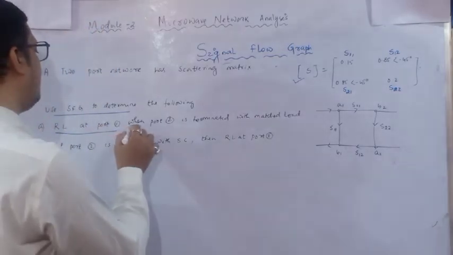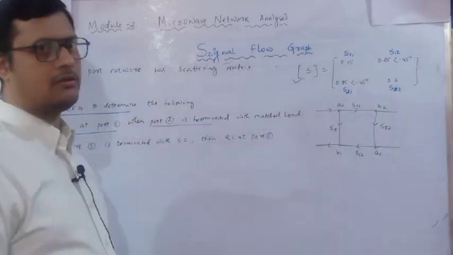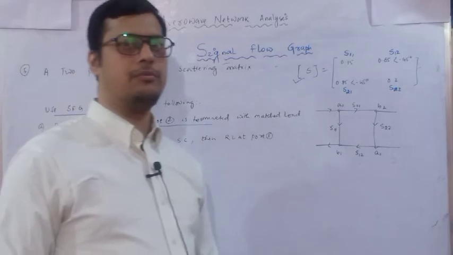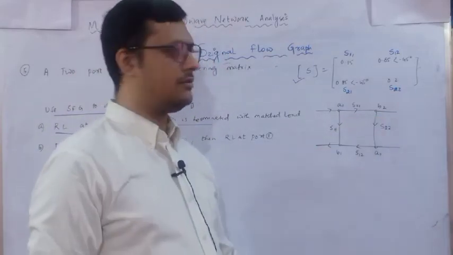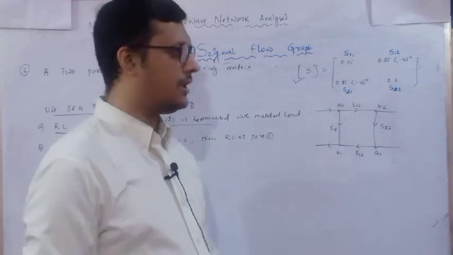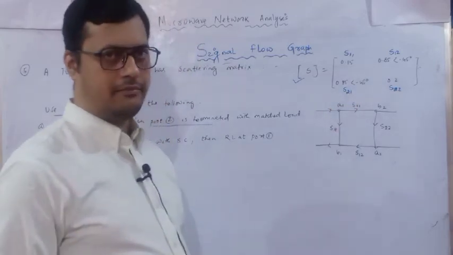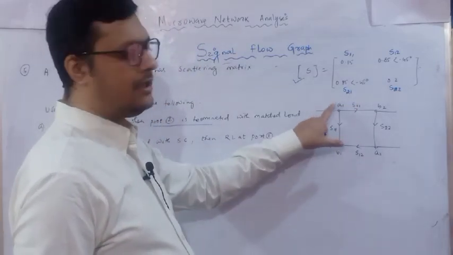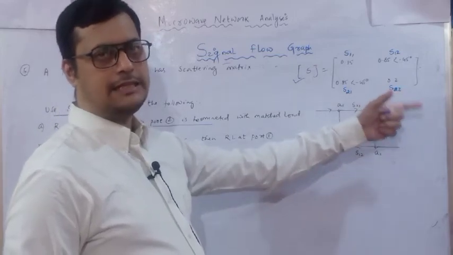So the return loss at port 1 condition is when port 2 is terminated with a matched load. Matched load means the reflection coefficient at port 2 is 0, so there is no reflection. So let me draw the signal flow graph for the 2-port network. A 2-port network means there are 2 incident and 2 reflected waves with respect to the ports. A1 is the incident, B1 is the reflected, A2 is incident, B2 is reflected.